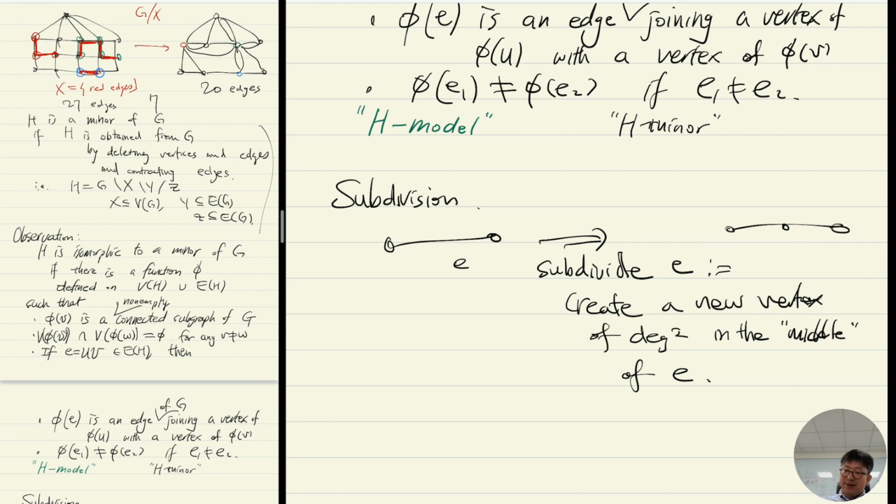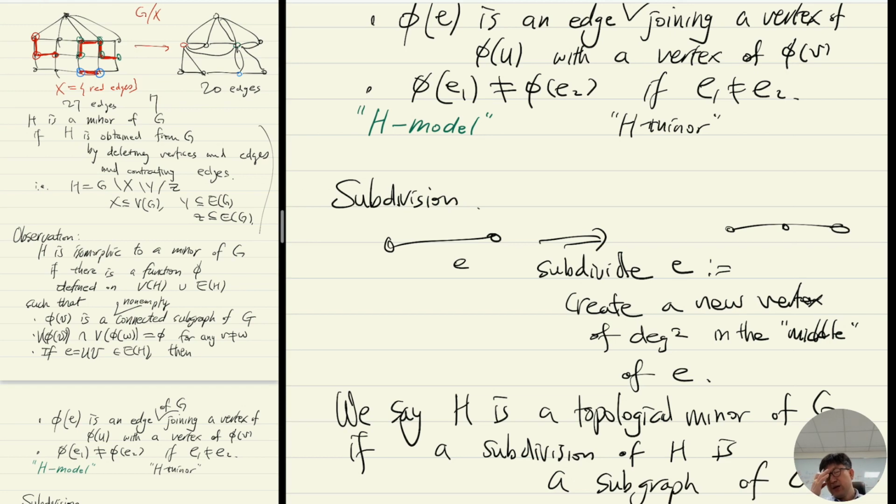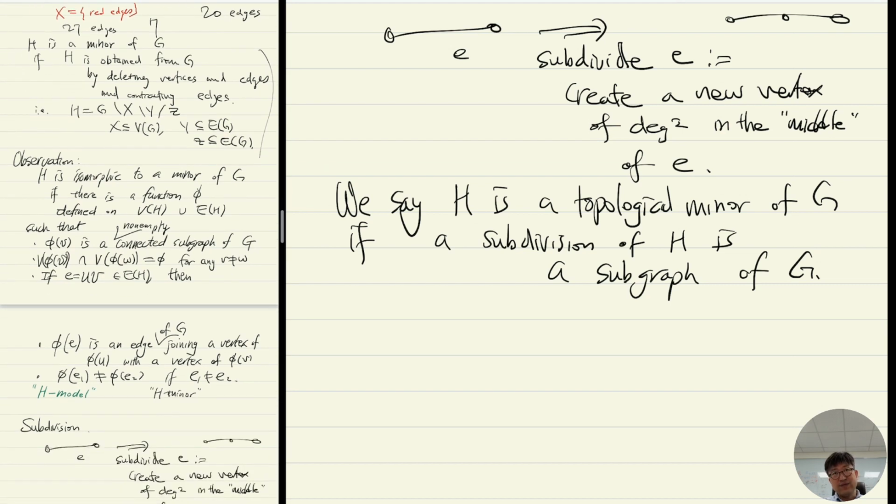All right, and we don't have a notation for that. Some people define notation, but I'm not going to define notations. And we say H is a topological minor of G if a subdivision of H is a subgraph of G. In other words, when you delete some edges and vertices of graph G, you end up with a subdivision of H. Then we say it's a topological minor.